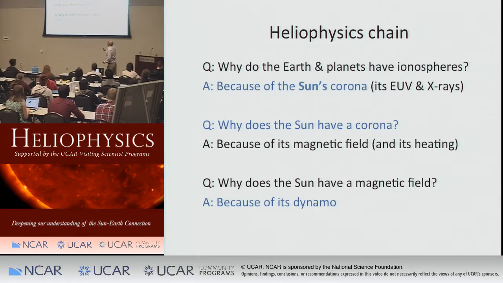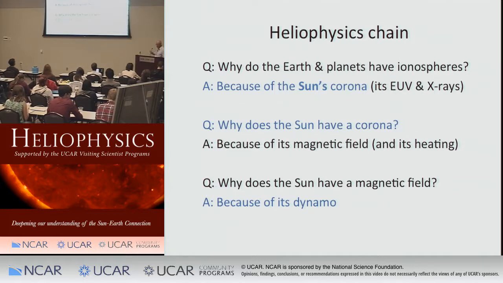Well, sorry, it goes backwards. Why they have ionospheres is because the Sun has a corona. It's emitting X-rays and EUV radiation. This is a simplified version of it. And so therefore it has an ionosphere. And now we know why it has a corona because it has a magnetic field. And we know why it has a magnetic field because it has a dynamo. Okay, so it sort of all works together. We took a bit of a break so we could really investigate the solar wind and the corona and some of the dynamos.